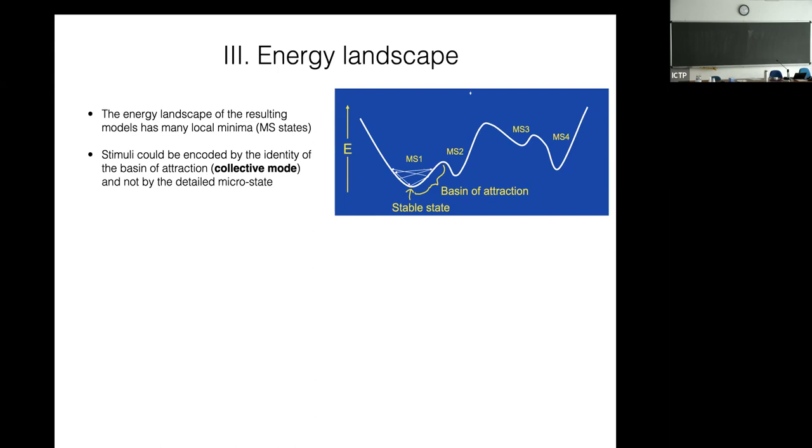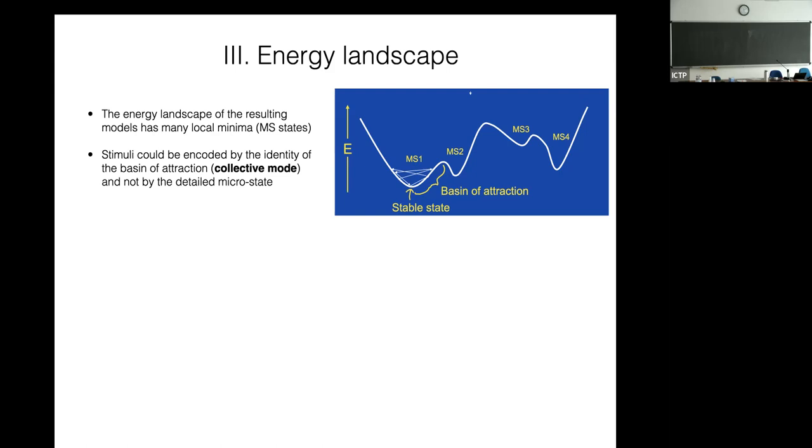And that information about the stimulus is not encoded in the exact microscopic state of firing or not. It's encoded by the identity of the basin of attraction where I'm at. And this would provide, as people have discussed before, a code that's robust to noise and so on, and a code that's maybe learnable downstream, right?